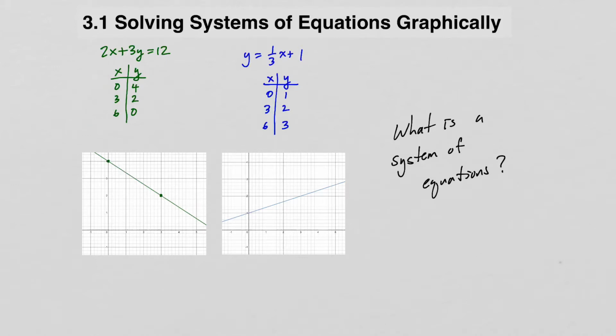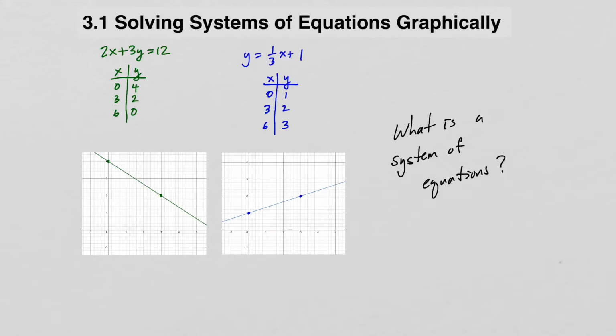Our second equation is also a line, y equals 1/3 times x plus 1. And I have listed three of its solutions as well. And you can see these solutions on the graph. 0, 1 is right here. 3, 2 is here. And 6, 3 is a little bit off the picture here. And once again, there are many solutions to this equation, and they are all on this line somewhere.